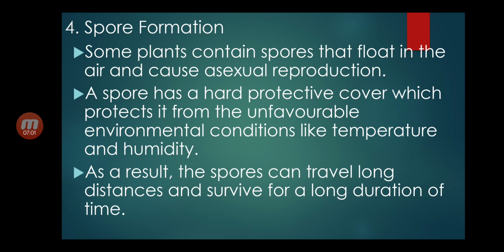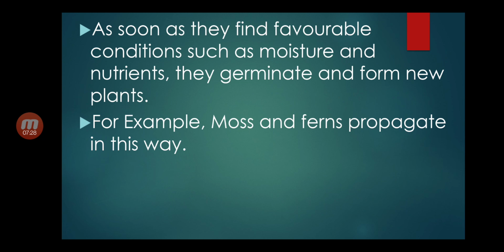And last, spore formation. Some plants contain spores that float in the air and cause asexual reproduction. A spore has a hard protective cover which protects it from unfavourable environmental conditions like temperature and humidity. As a result, the spores can travel long distances and survive for a long duration of time. As soon as they find favorable conditions such as moisture and nutrients, they germinate and form a new plant. For example, moss and ferns propagate in this way.